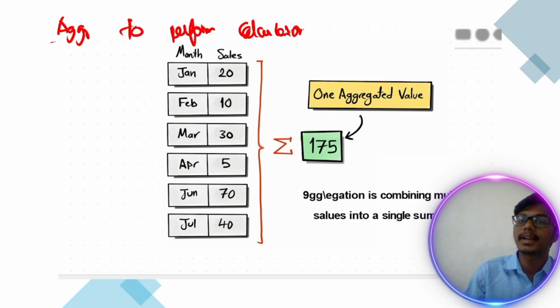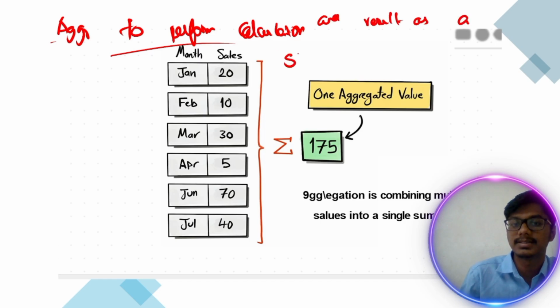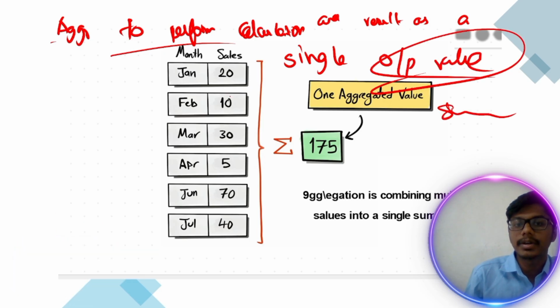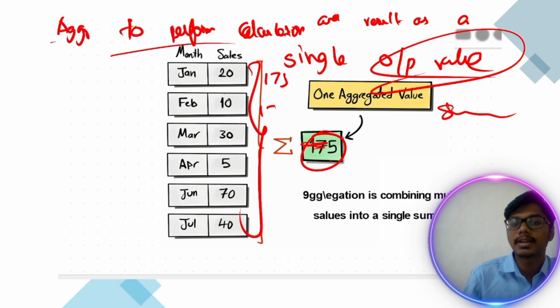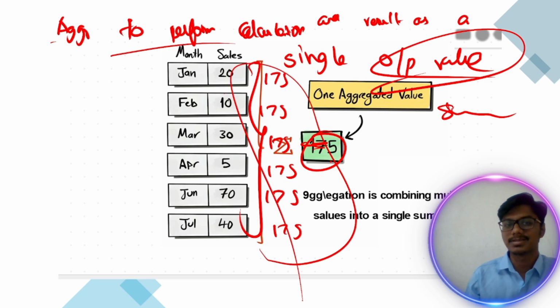Let me write it down again and again so that you can memorize the concepts. So to perform the calculation and give the result as a single output value or single summary, whatever it may be, right? We are going to summarize the entire column, and the summarization of the entire column is 175. So that can be applied as 175, 175, 175 and so on, to all of the rows based on the aggregation. That's the aggregation. Window aggregation functions come into the picture, right?